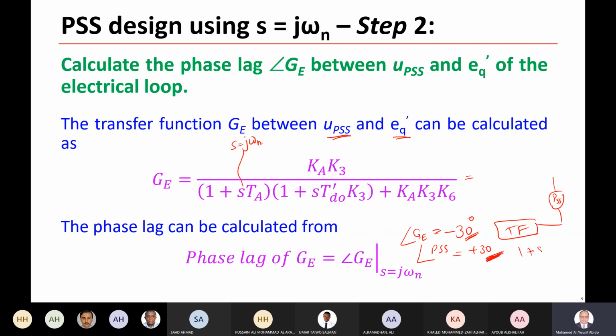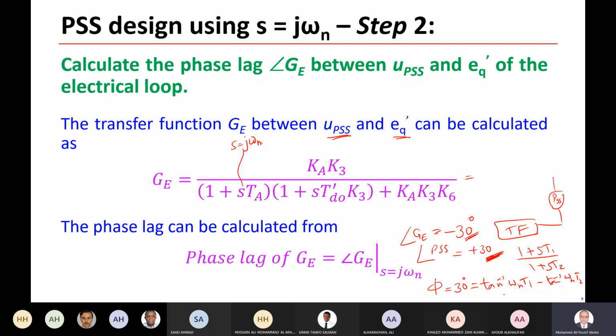And if this is the block of the power system stabilizer, 1 plus ST1 over 1 plus ST2, then we can say the angle phi of this block, which is equal to plus 30 here, known now, equals tan inverse omega n T1, with omega n known, minus tan inverse omega n T2. So we have here one equation and two unknowns. We need T1 and T2.